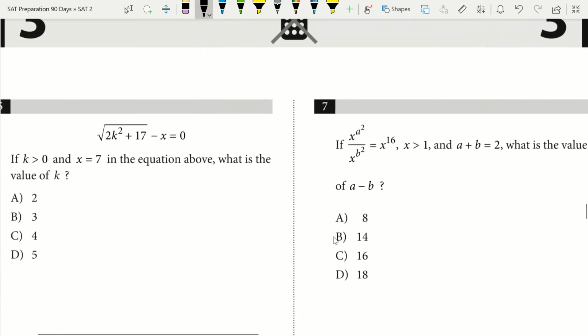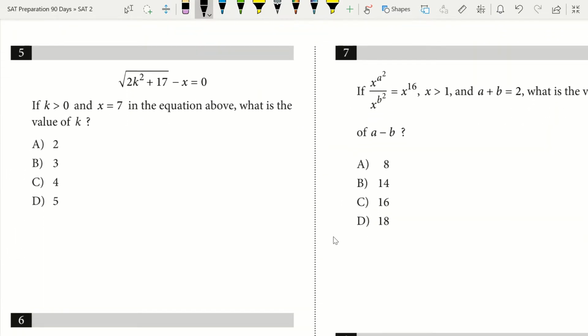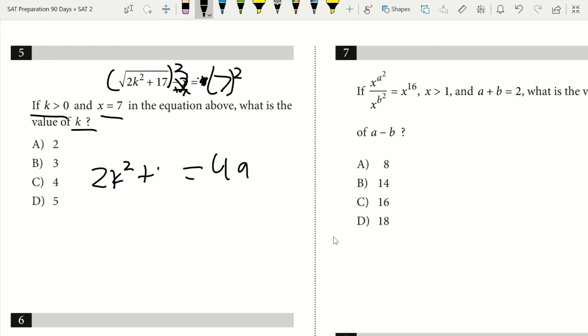All right, number 5. If k is greater than 0, that just means k has got to be positive. x equals 7. What's the value of k? Okay, I'll plug in 7 here. I'll add 7 to each side. Get rid of that. Put a 7 here. Next thing I'm going to have to do is square each side. 7 squared I know is 49, so I'm going to have 49 equal to 2k squared plus 17. I've got to subtract 17 from each side so I can isolate that k.